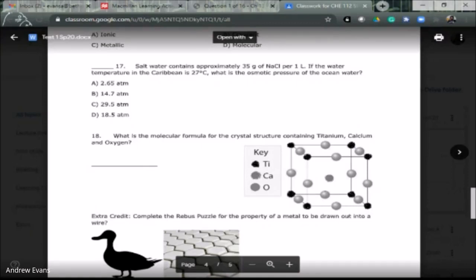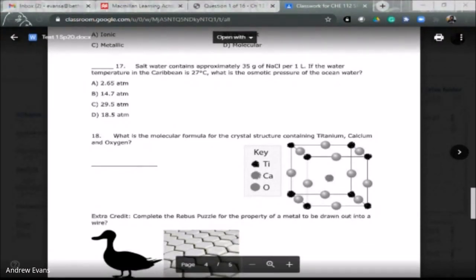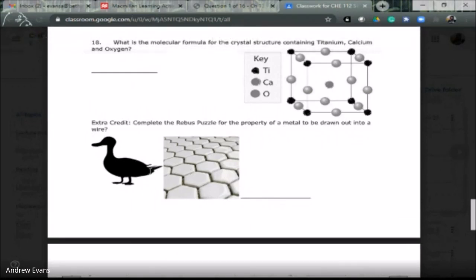And the last thing was a property that we talked about, but not that much. But I gave a hint. Complete the rebus puzzle. What is a property of metal that can be drawn out into a wire? Well, what is that? It's supposed to be a duct. So what property of metals is drawn into wire? It's ductility, or ductile.